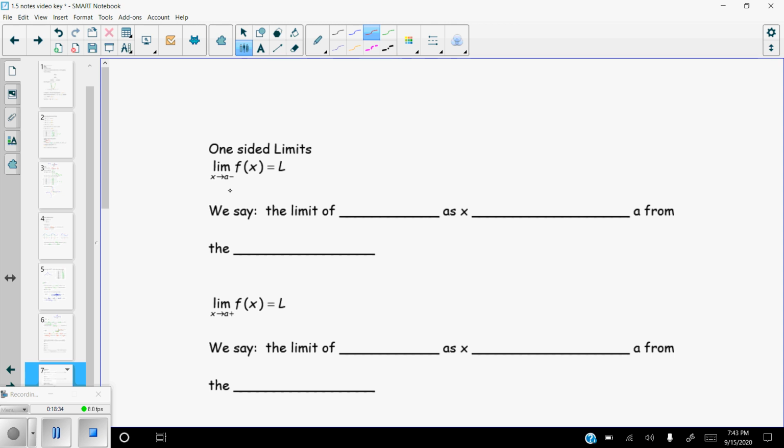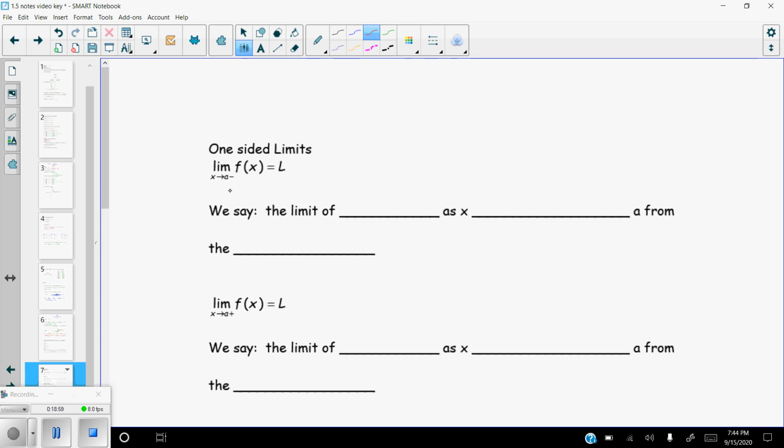What that indicates is we want to know what the limit as x approaches a is from the left side, the negative side. Think about a number line. Negative values are to the left, positive values are to the right. So it's what is happening as x approaches a from the left side of a. So we would say that the limit as x approaches a from the negative side, or from the left side, of f of x is L.